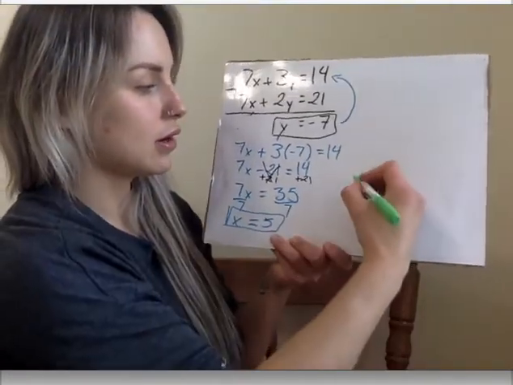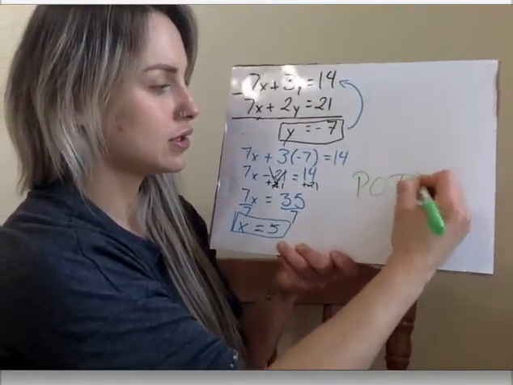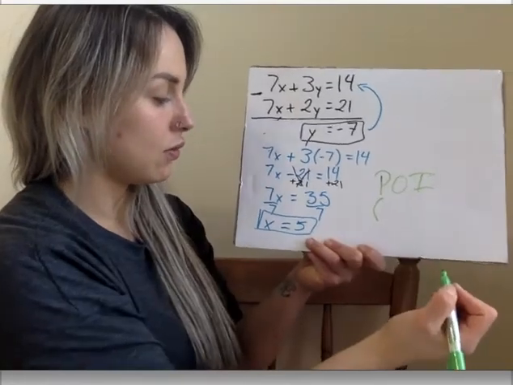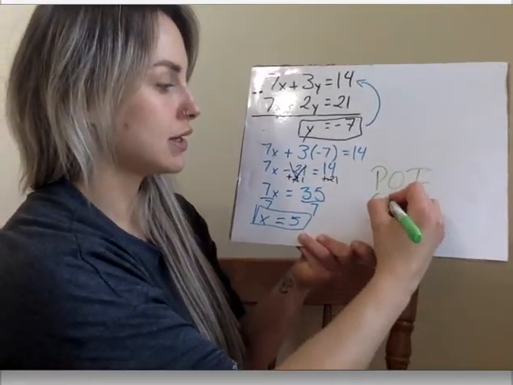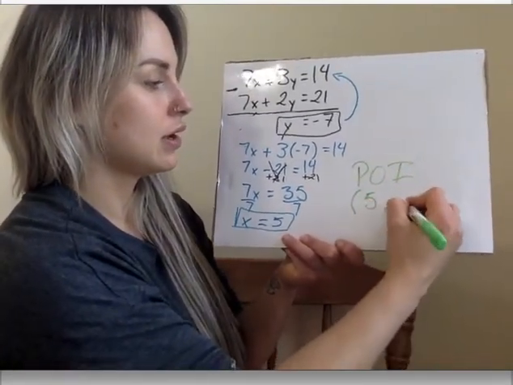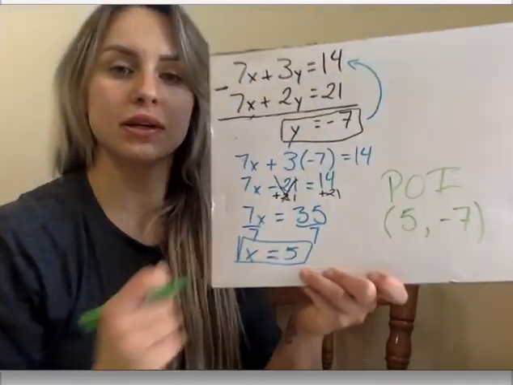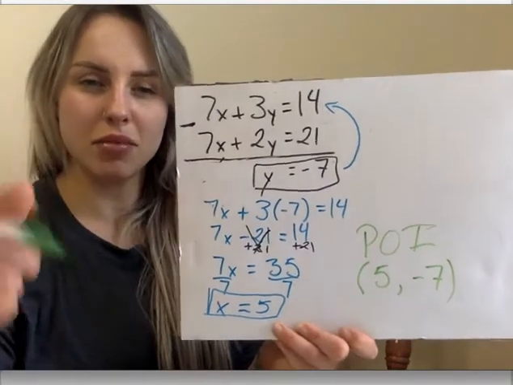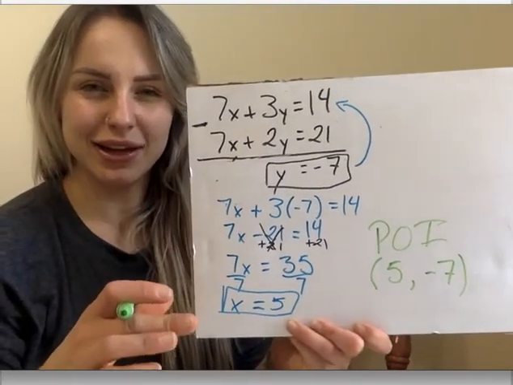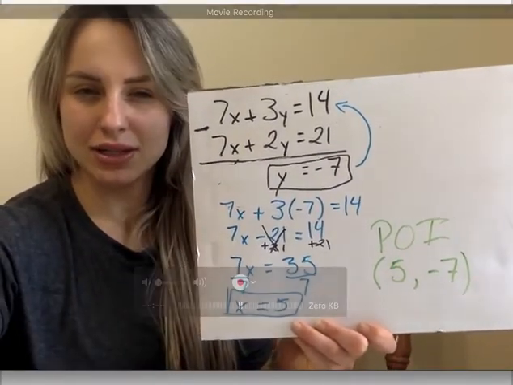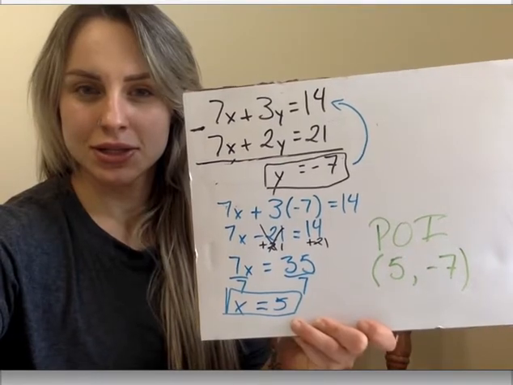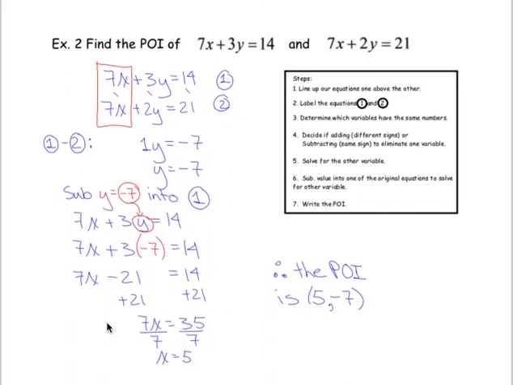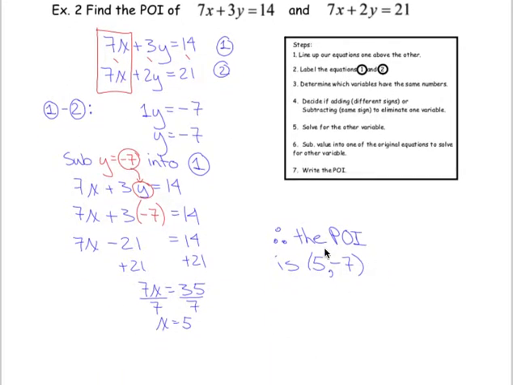So our point of intersection is when x is 5 and y is negative 7. We keep wanting to go, this is like opposite of me. Okay? Does that make a whole lot of sense to you guys? Let's see if we got it right. Yeah, we did.